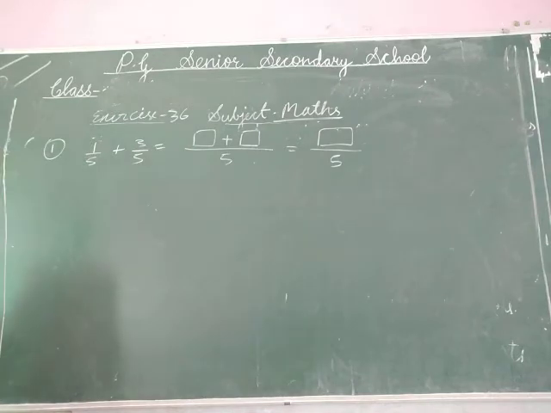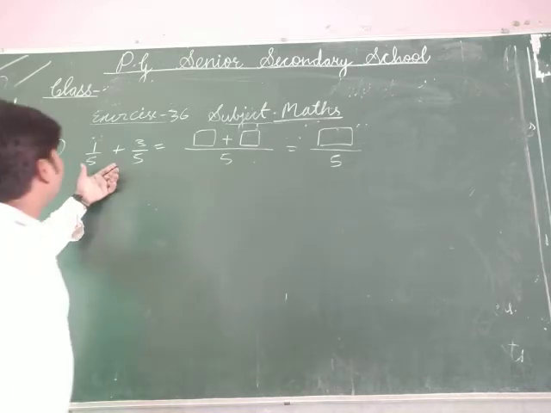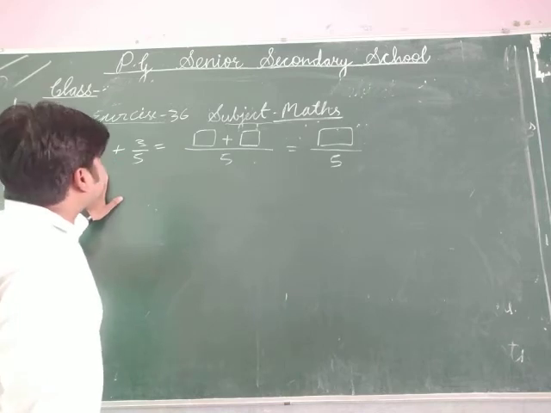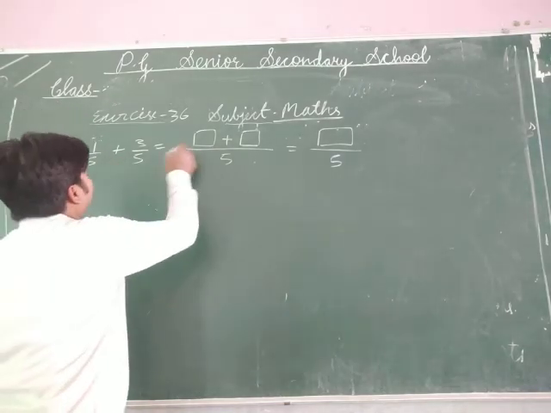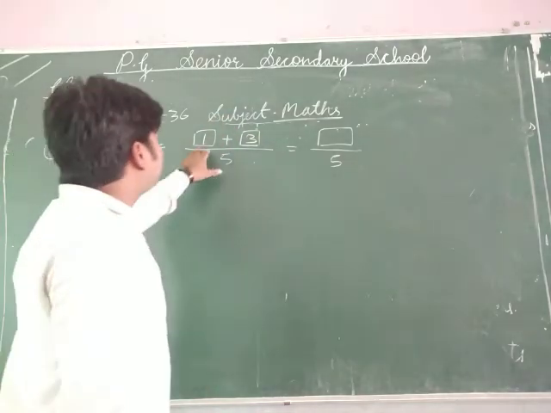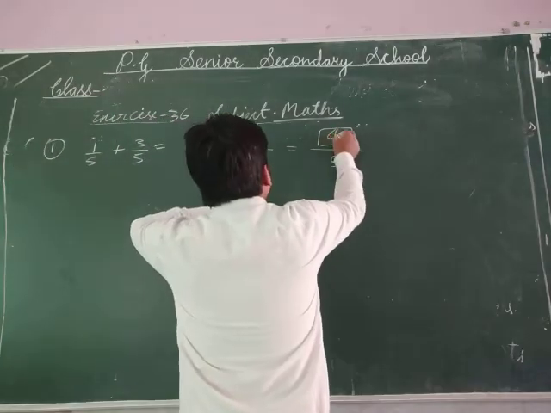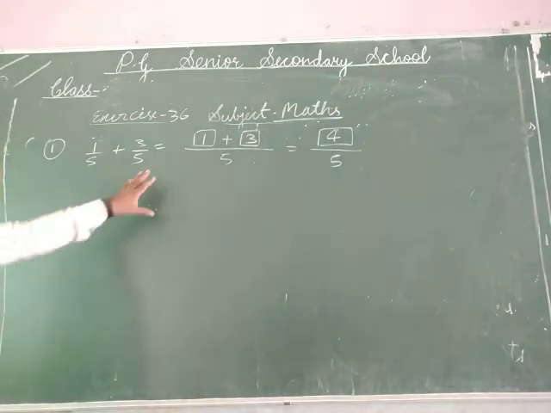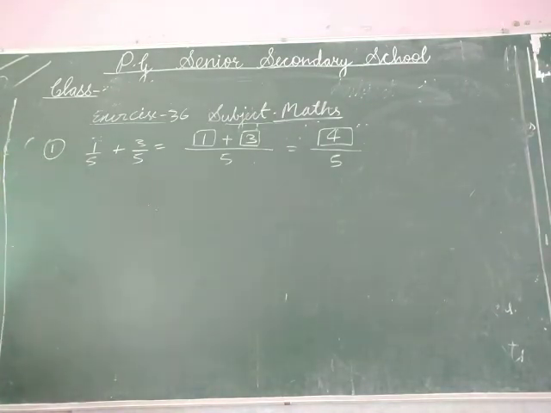So this is addition of fractions, beta. How will you do it? If the denominators are equal, simply you have to add the numerators upside: 1 plus 3. Okay, so 1 plus 3, what will you get here? 4/5 you will get. Okay, so like this you can write.